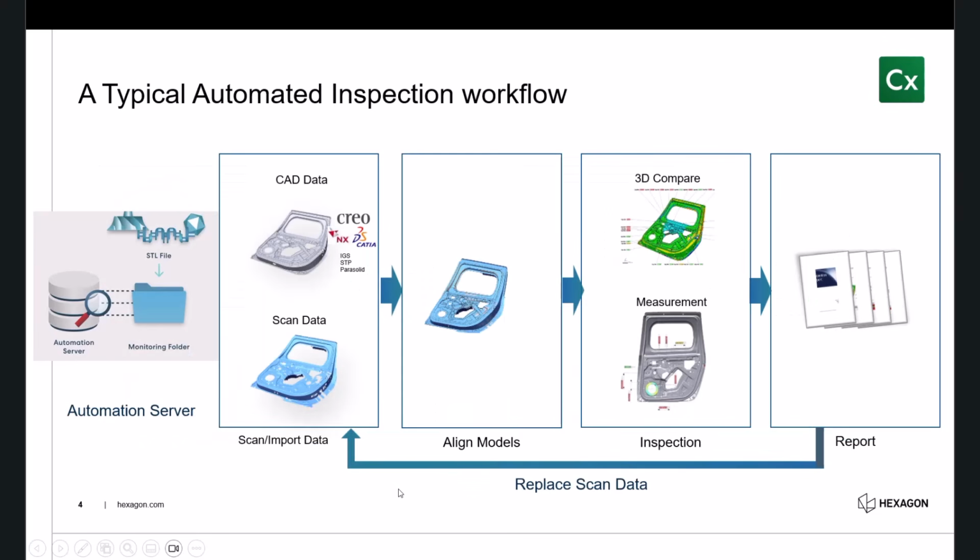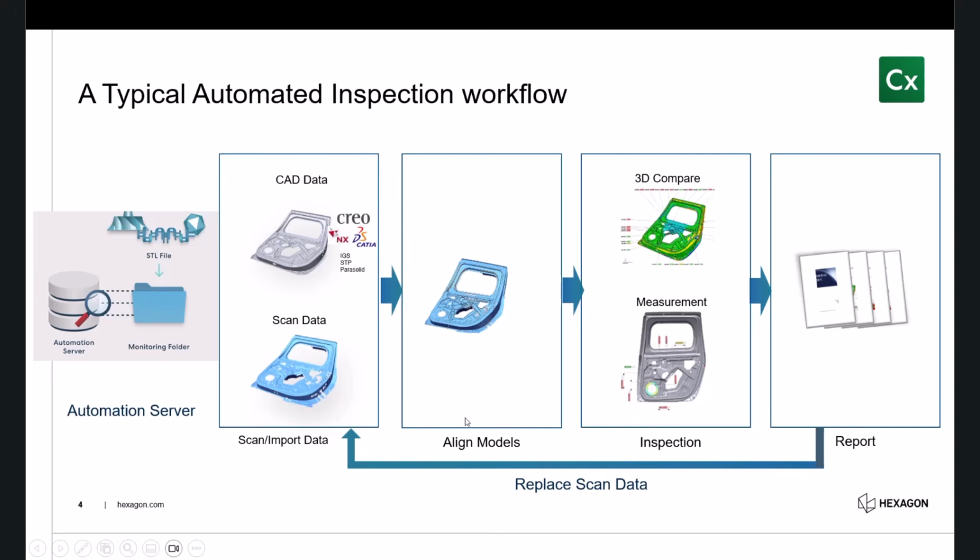Now, what does it look like for today's episode of the Inspection Insights webinars? Well, this is what an automated inspection looks like. It's a little bit different. It has something at the beginning where we have that automation server monitoring folder that we put the STLs in, and then it will go through all of this start to finish process for us automatically.